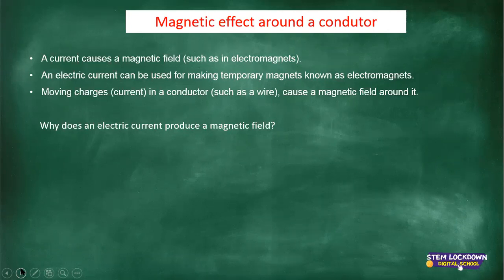So who knows, why does an electric current produce a magnetic effect? Does anybody know?